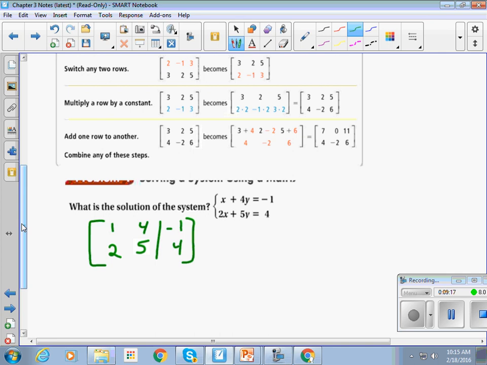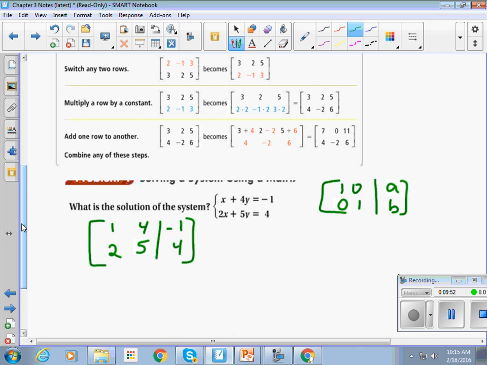At the end of the day, I want to have a 1 in the x column and a 0 in the y column and some number a in the constant column for my first row. I want my second row to have a 0 in the x column, a 1 in the y column, and a b. This is the same information that is above here. I'm just rewriting it so we can use it.